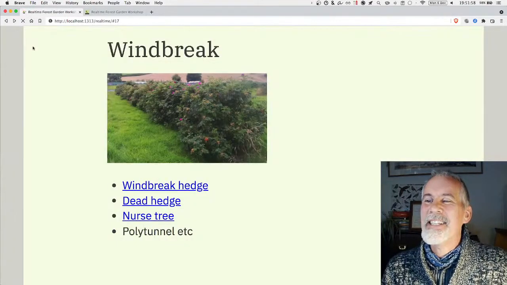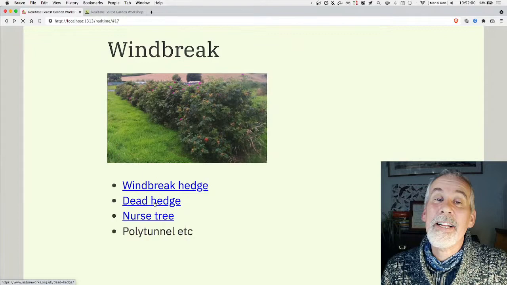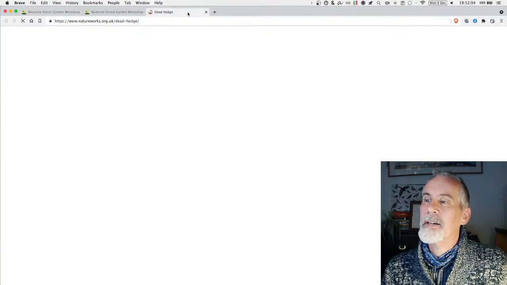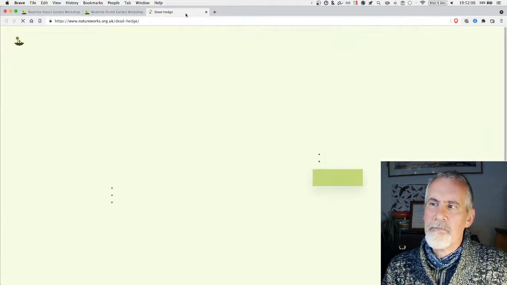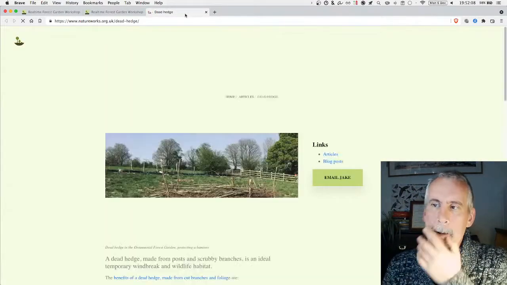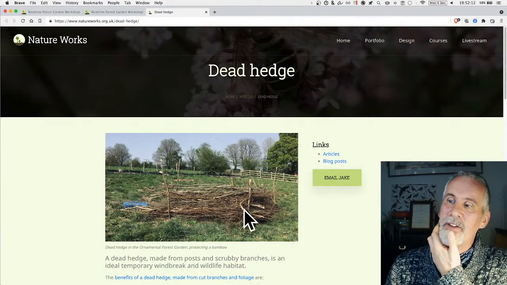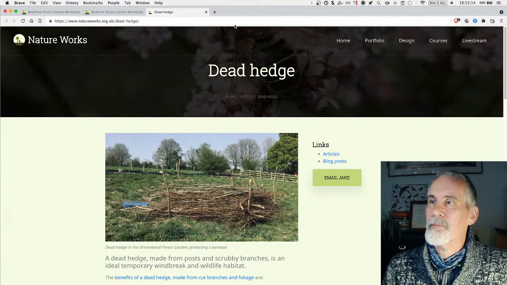I've got a dead hedge over in the forest garden. It's growing a tayberry up there. I was chatting about it today. And tayberry's a raspberry, blackberry cross, really vigorous, thornless, and they're just really, really good. It doesn't look anything like this now. This is my first ever dead hedge, and I'm growing up. That's where the tayberry is.